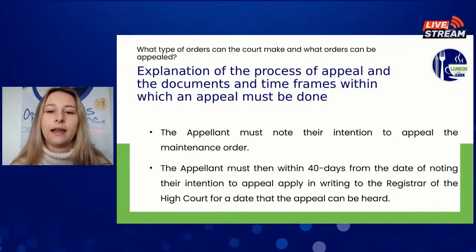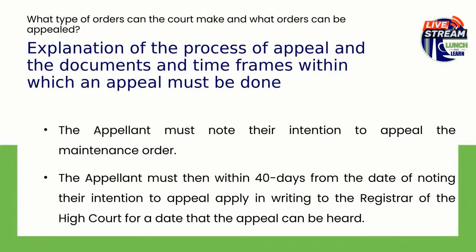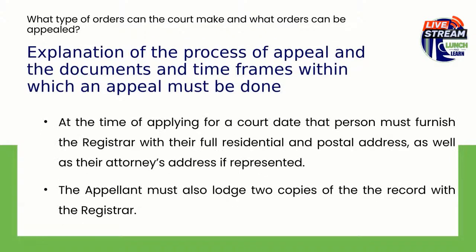So the appellant must note their intention to appeal the maintenance order. They must then, within 40 days from the date of noting their intention to appeal, apply in writing to the registrar of the High Court for a date that the appeal can be heard. So the appellant, the person applying for the appeal, must, within 40 days of noting their intention to appeal the maintenance court order, apply in writing to the registrar, because he must then give you a court date on which the appeal could be heard.